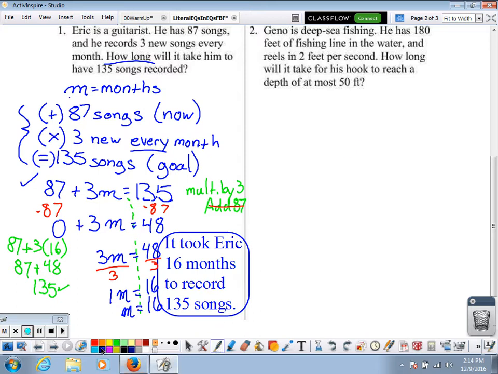Okay, next up, let's talk about Gino. Okay, so let's read about Gino's deep-sea fishing trip. Gino is deep sea fishing. He has 180 feet of fishing line in the water and reels in 2 feet per second. How long will it take him? How long will it take for his hook to reach a depth of at most 50 feet? Okay, so what are they asking us to find here? What's the question part in this story?